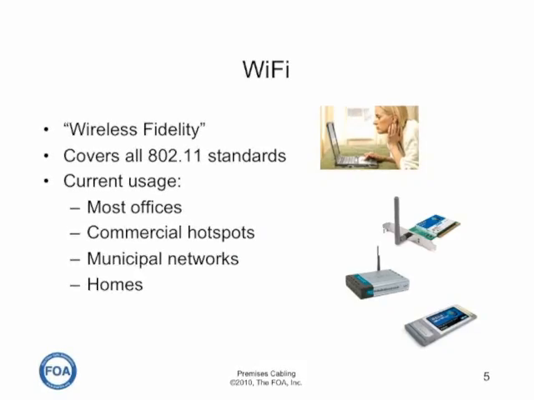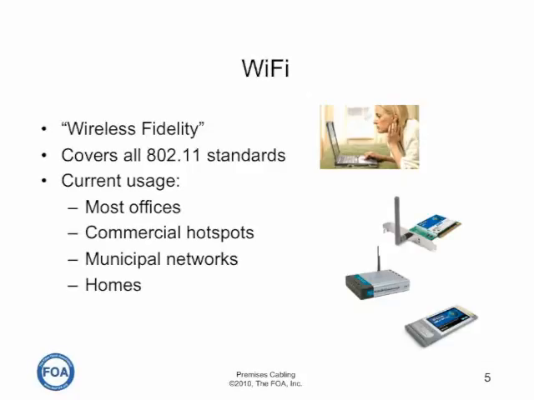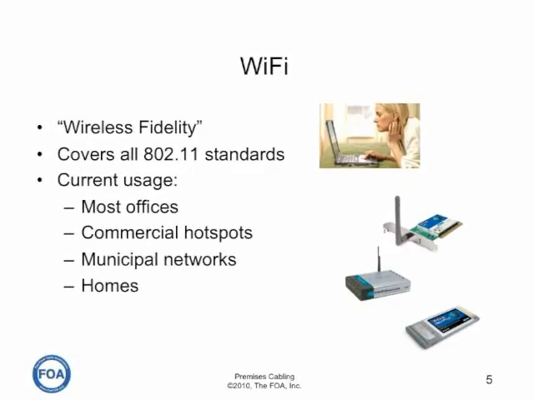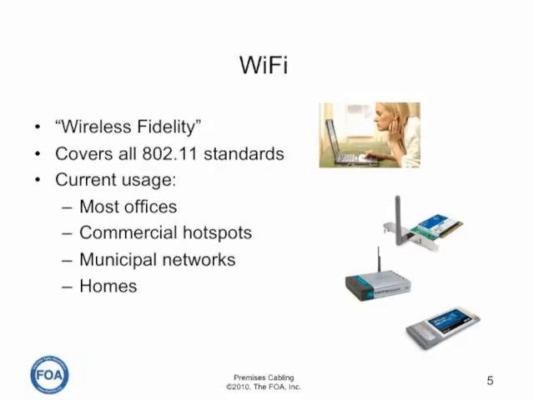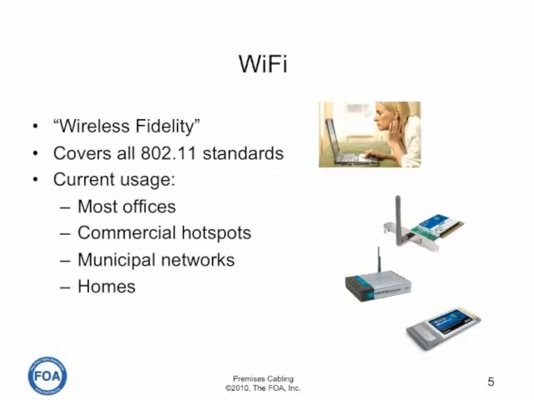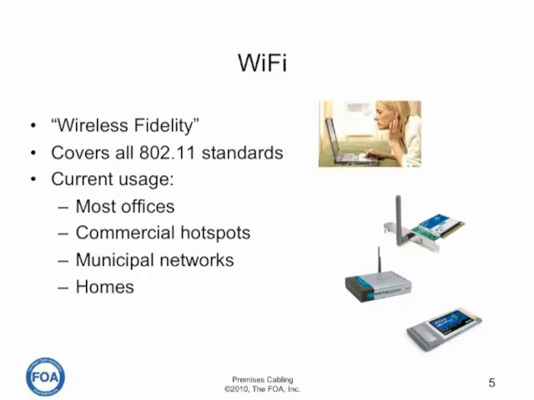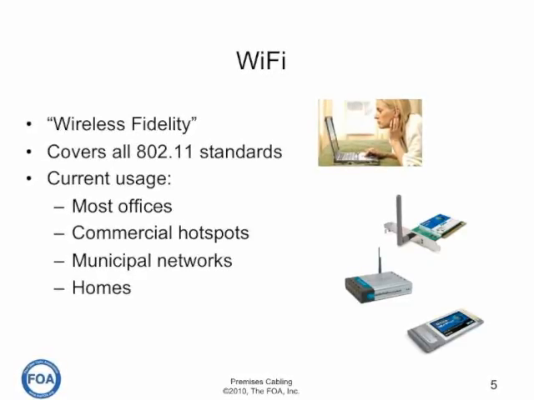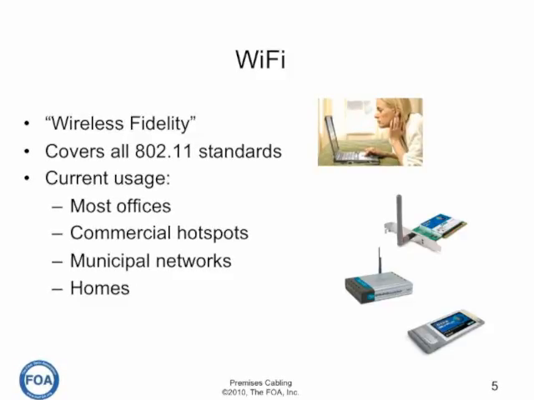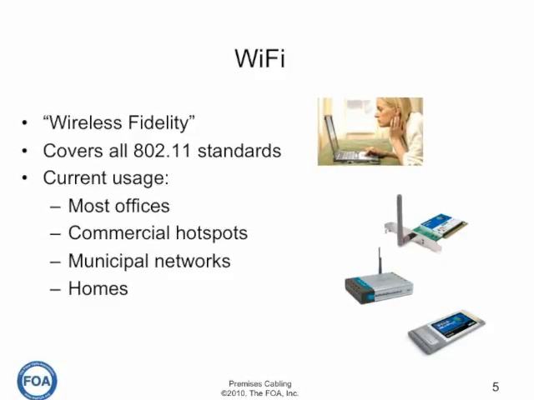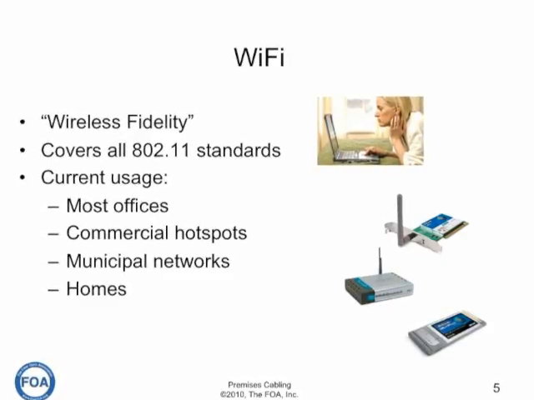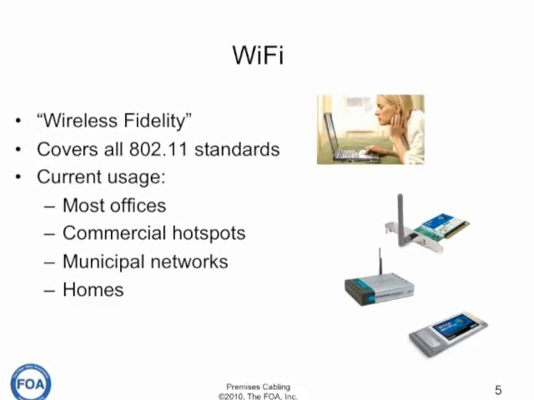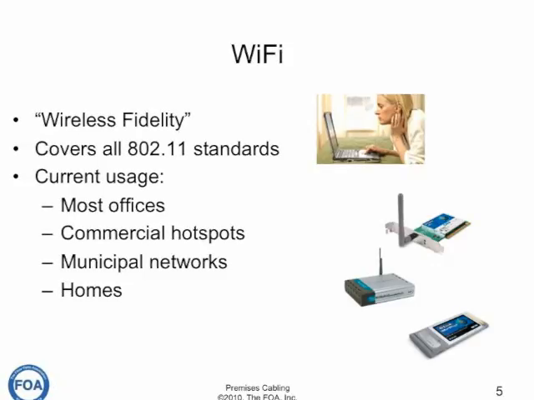When we're talking about wireless and premises networks, we're generally talking about Wi-Fi, the acronym that's used for a system called Wireless Fidelity that covers all 802.11 standards from the IEEE. Currently, Wi-Fi is used in most offices, commercial hotspots, municipal networks, and homes, and anywhere else mobile connections for wireless are expected.